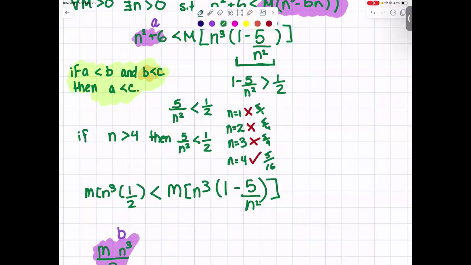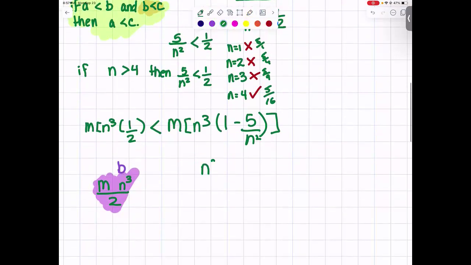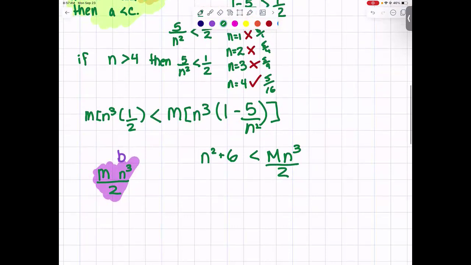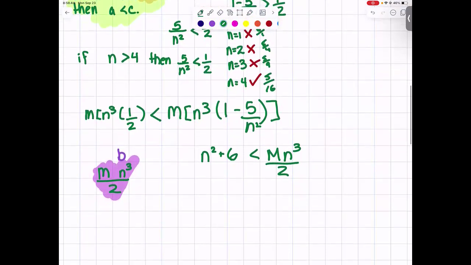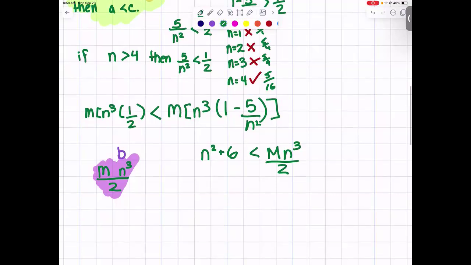So in order to do that, we have to take a look at A, which is this, and make it less than B, which is this. And we have to figure out what our bound on n would need to be for this to be true. So I will multiply both sides by 2. Let's start with that. Multiply both sides by 2.